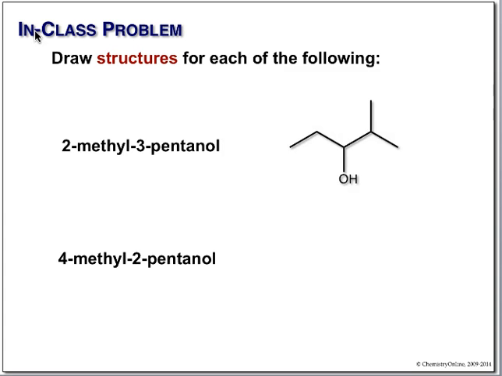And our last one, we're also dealing with a pentanol. So we start off with a 5-carbon chain. On carbon number 2, we're going to put our hydroxyl group. On carbon number 4, we're going to stick a methyl group. And it should look like this.